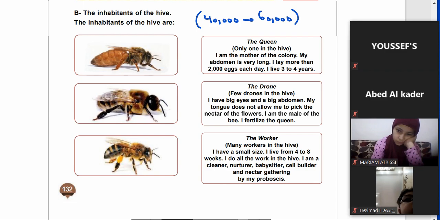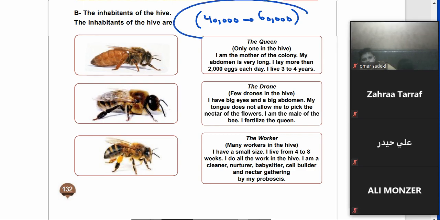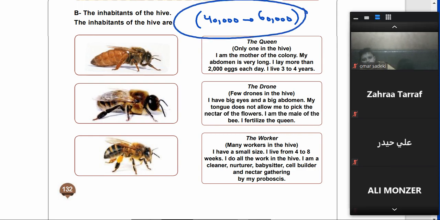Now, in this hive, I have 3 kinds of bees. Let's recognize the first part. The queen that has a crown. Only one in the hive. Look, Ali Sadiqi. So, in this huge number, we can find only one queen for the whole hive.